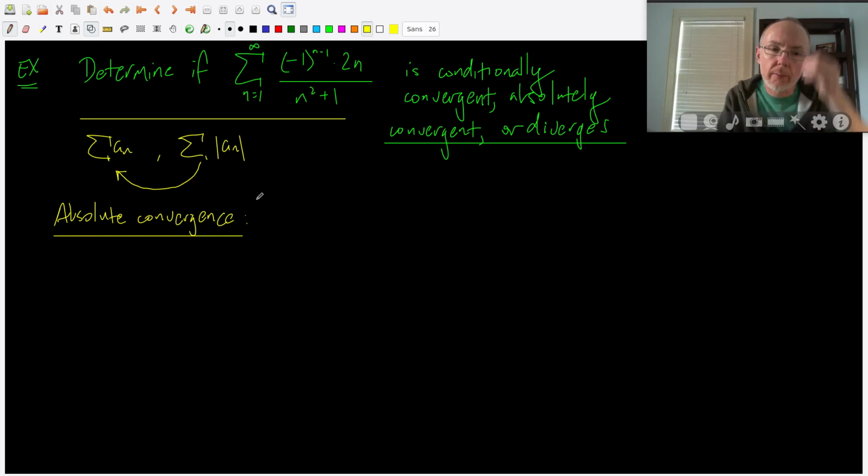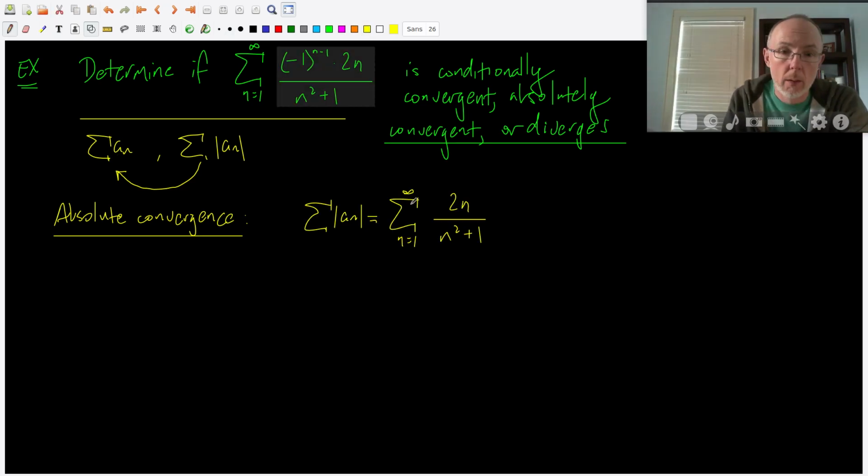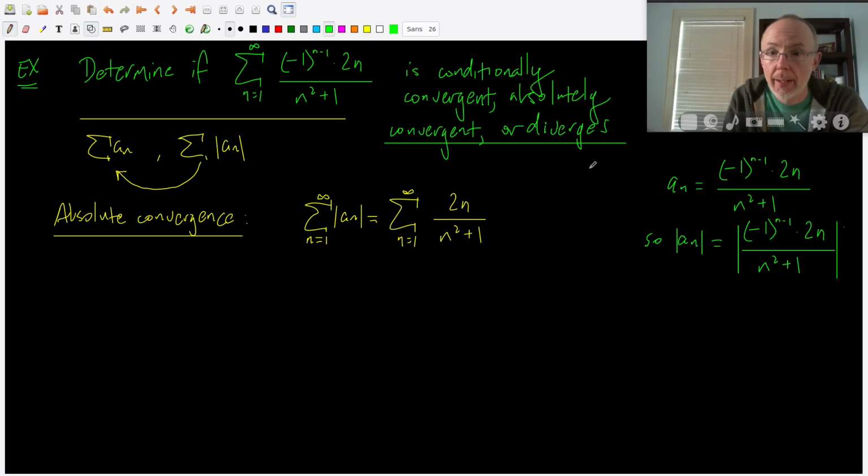That's the stronger of the criteria, because if this series is absolutely convergent, then the series itself is convergent and we're done. And so the sum of the absolute values here from n equals 1 to infinity is just the sum of 2n over n squared plus 1. That's because the individual terms in the original series look like this, and the absolute value of those terms just removes the minus 1s.